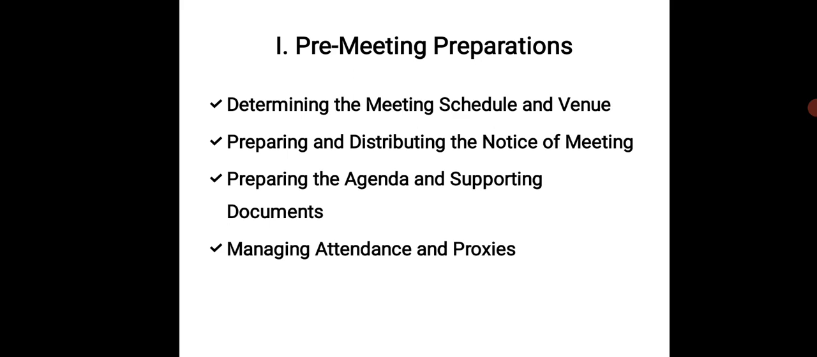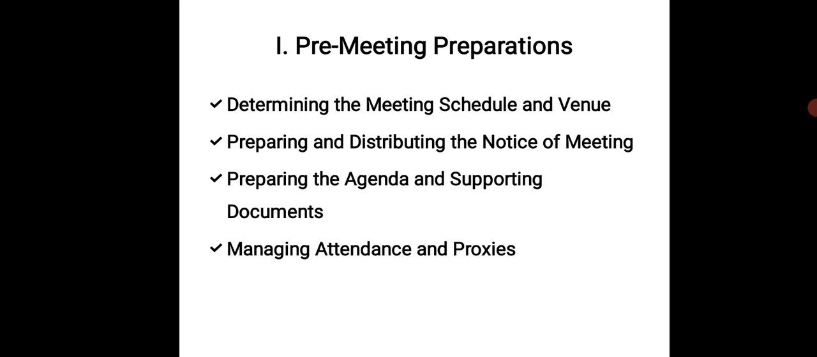Then preparing the agenda and supporting documents. The agenda is a roadmap for the meeting. The secretary, in collaboration with the chairperson, develops the agenda based on the objectives of the meeting and the matters requiring discussion or decision. The relevant supporting documents such as reports, financial statements, proposals, and minutes of the previous meeting should be prepared and distributed to attendees along with the notice of the meeting.